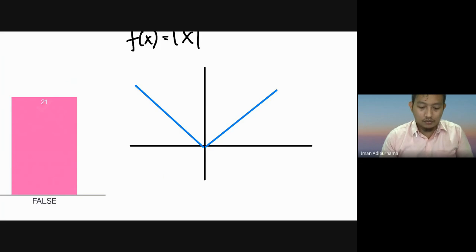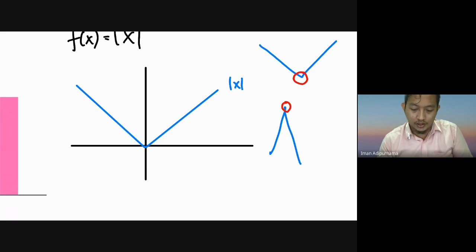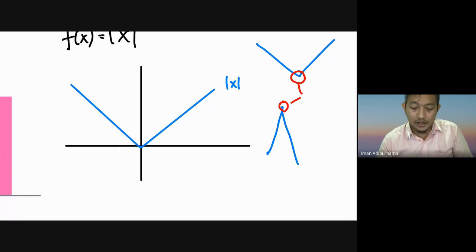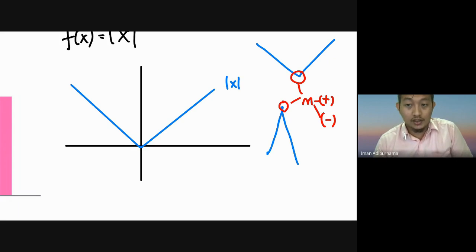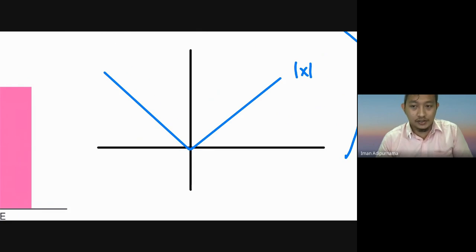So probably here, the absolute value of x is continuous. You make this line or maybe this line, but the problem is exactly at the tip point. Here, we are not sure whether m is positive or m is negative. The tangent is positive or negative. The derivative is negative or positive. We are not sure, right? So that's why it's continuous, but it's not differentiable.